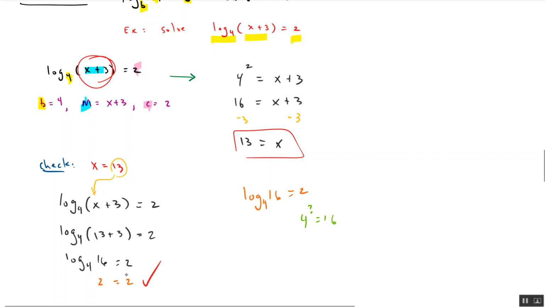We know that x equals 13 is a valid solution because when we plugged it in, first of all, we didn't get a negative input for a log. We got 16. That was great. The second thing that's important is that when we computed it, we got a valid mathematical statement, meaning 2 does equal 2. So we're good. We know that x equals 13 is a valid answer. So let's move on to our next example now.